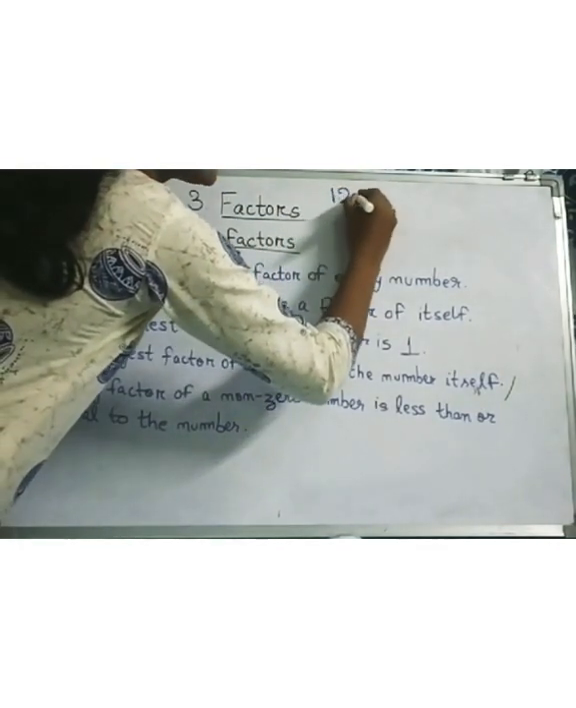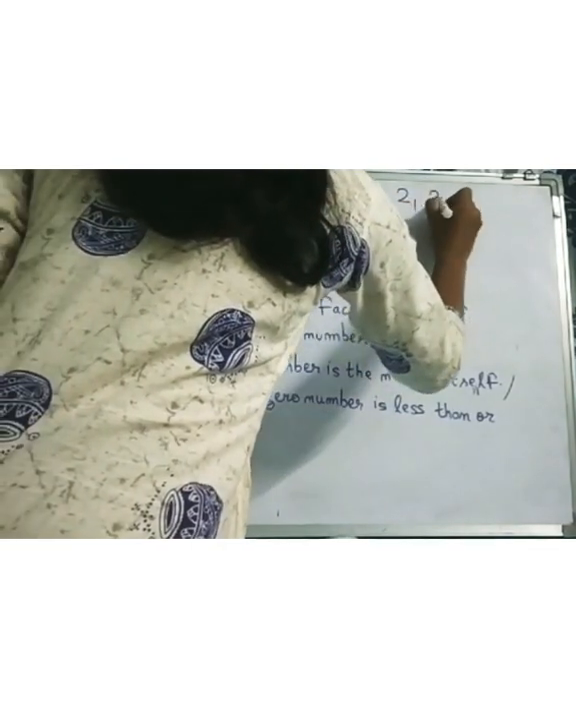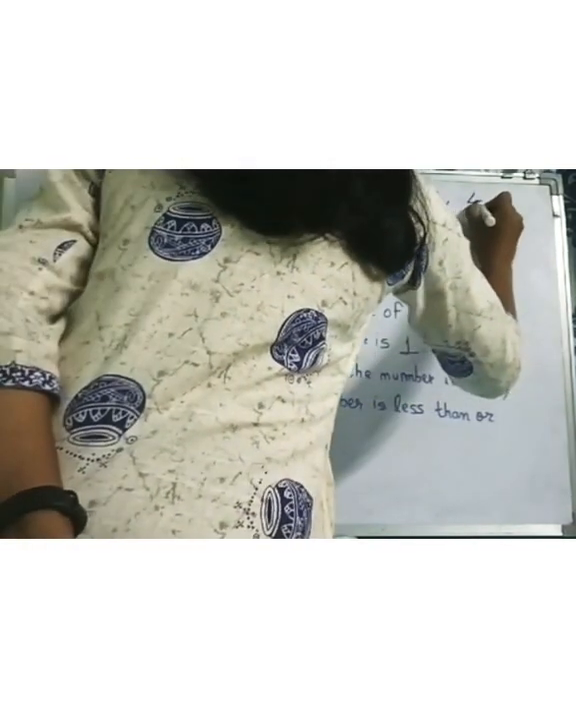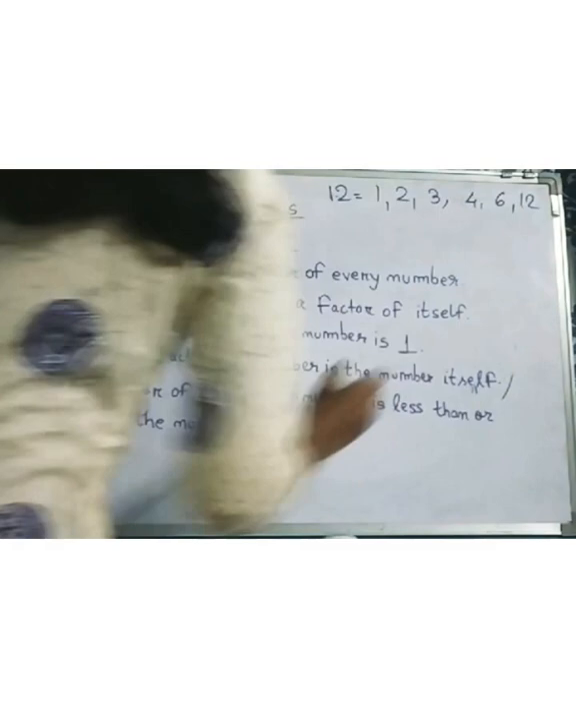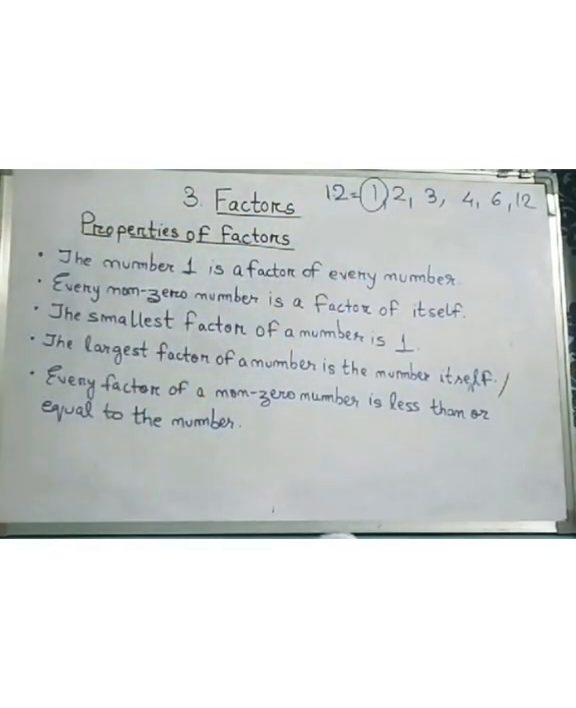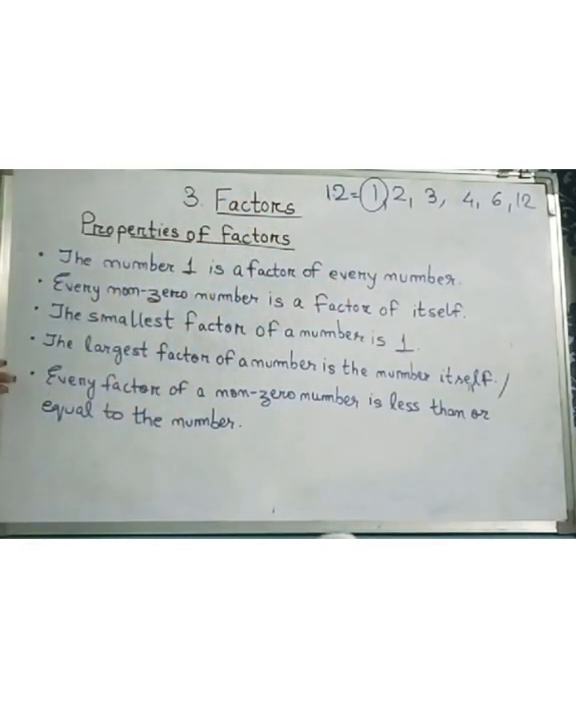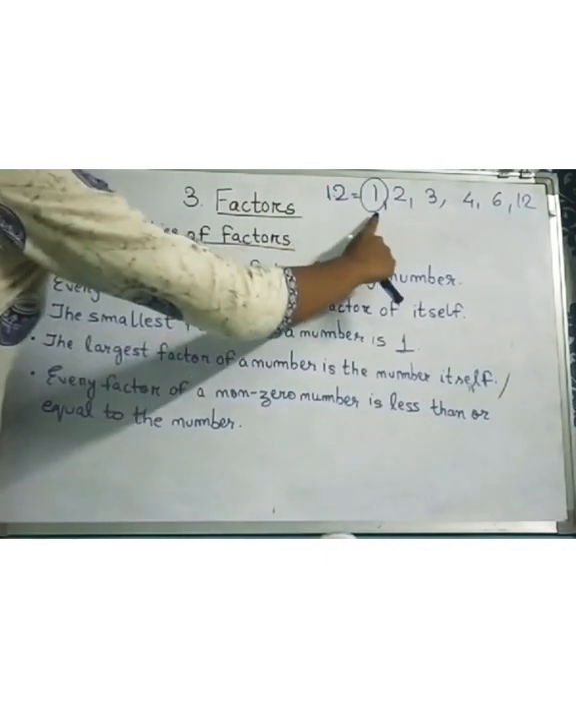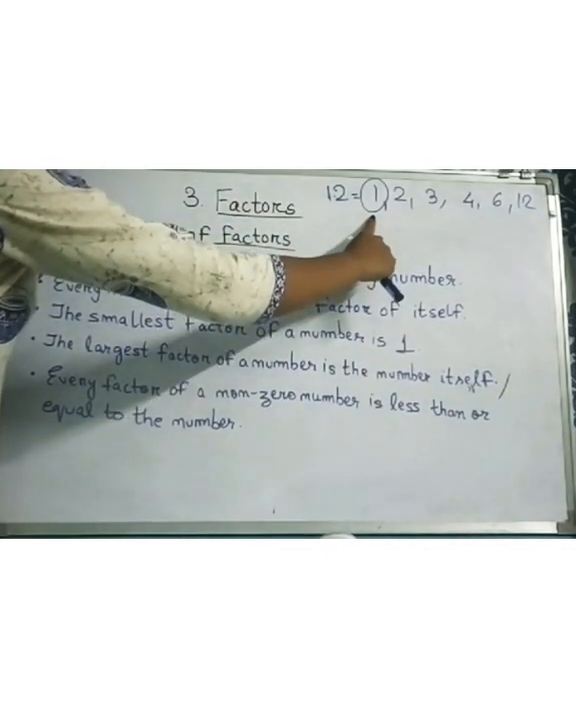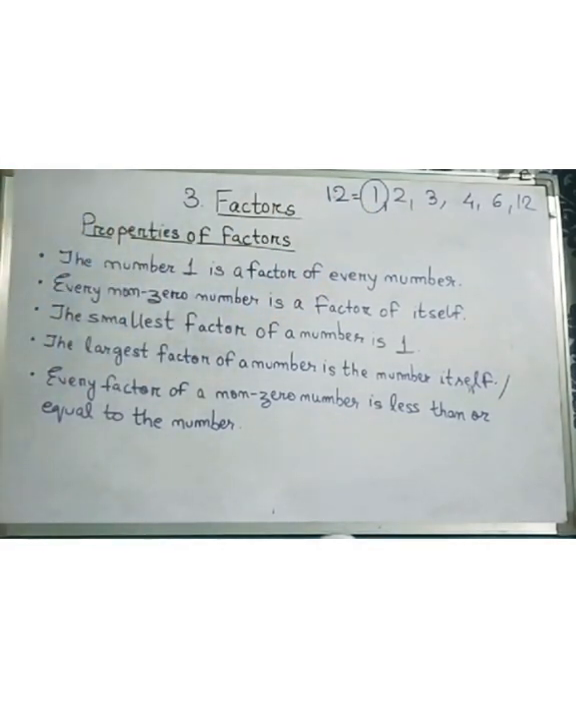Suppose the factors of 12, as we have learned, are 1, 2, 3, 4, 6, 12. Here you can see that the smallest factor is 1. Similarly, if we find the factors of any other number, the first factor we will always get is 1. That means 1 is the least factor of every number.